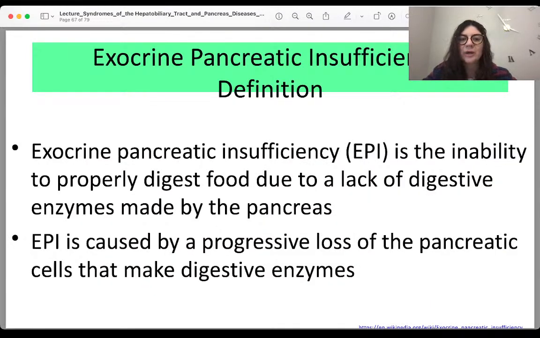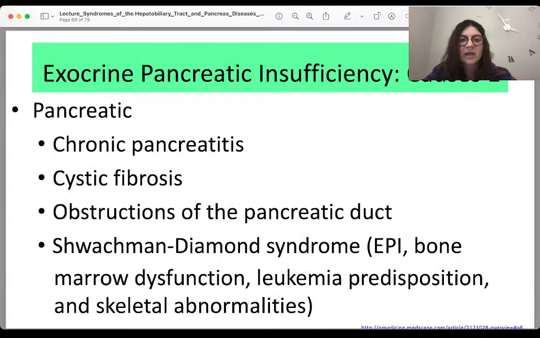Definition of exocrine pancreatic insufficiency. It is the inability to properly digest food due to a lack of digestive enzymes made by the pancreas. Exocrine pancreatic insufficiency is caused by a progressive loss of the pancreatic cells that make digestive enzymes. Causes can be pancreatic and non-pancreatic.